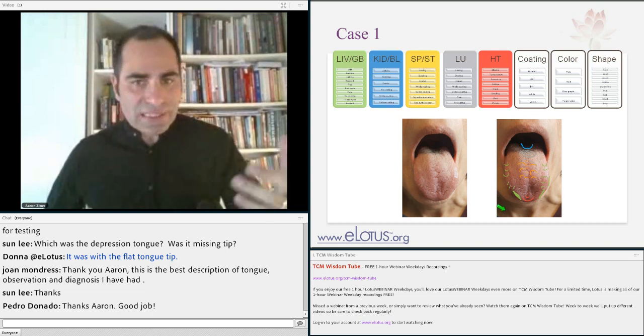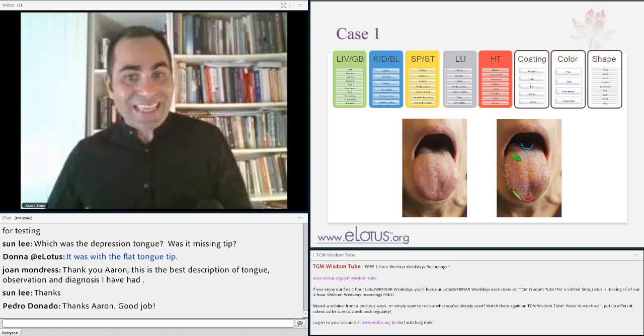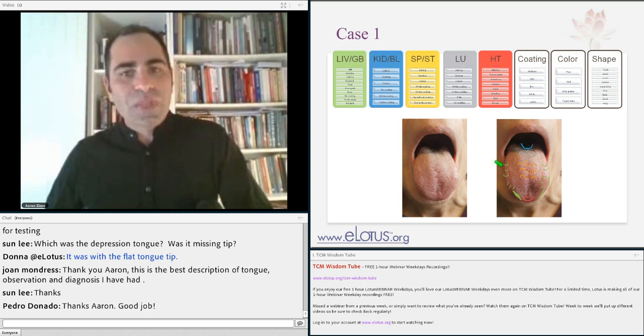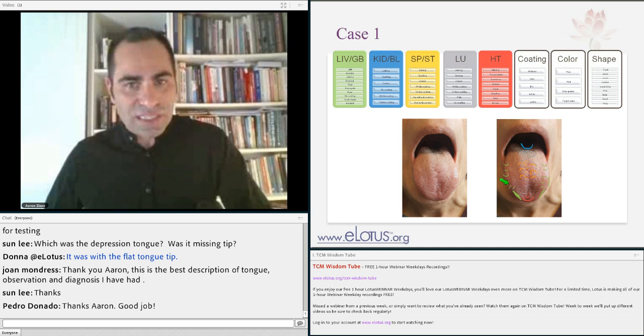Okay, so basically I can say there's heart Qi deficiency, spleen Qi deficiency, kidney deficiency. Kidney Qi might be also in, we don't see because of the shade. But the liver is also weak, so also the liver can tend to blood deficiency too.